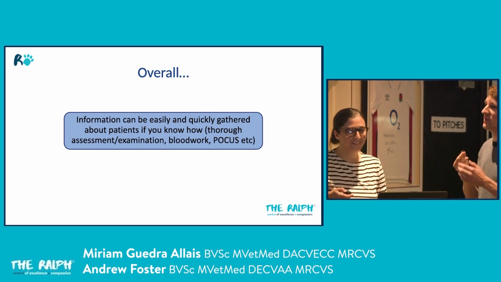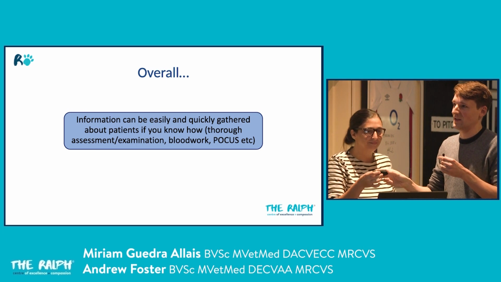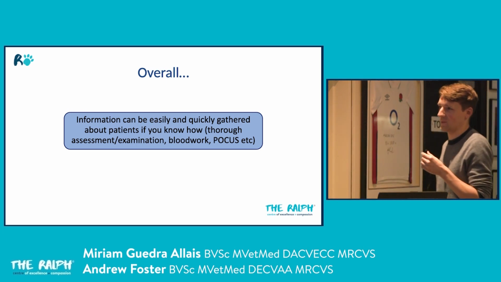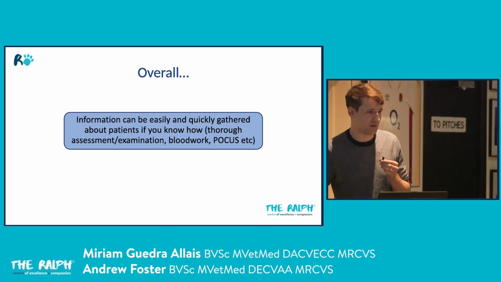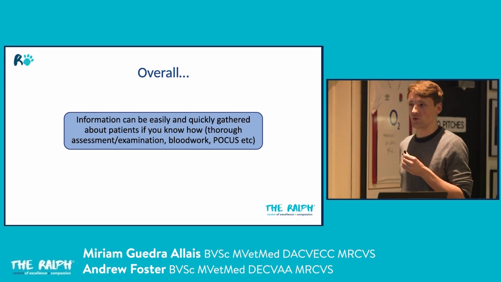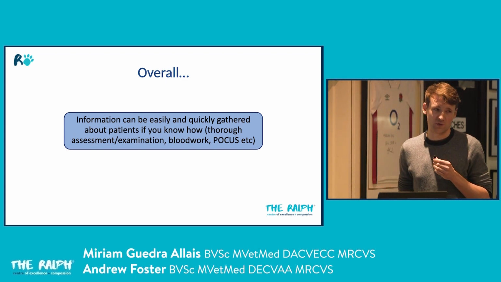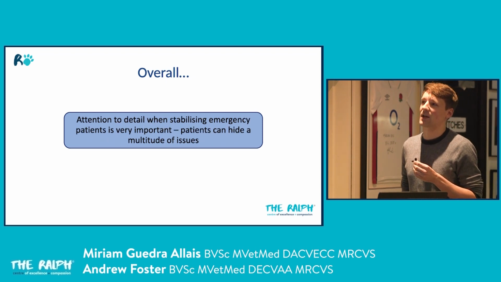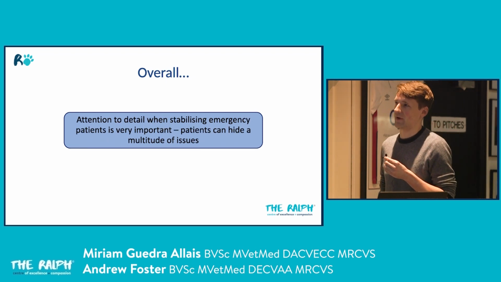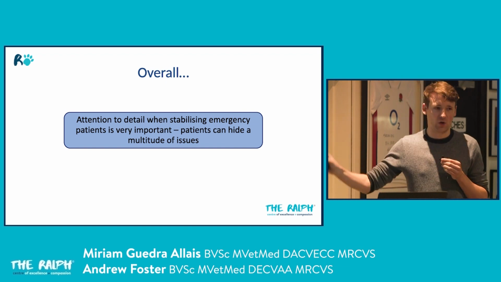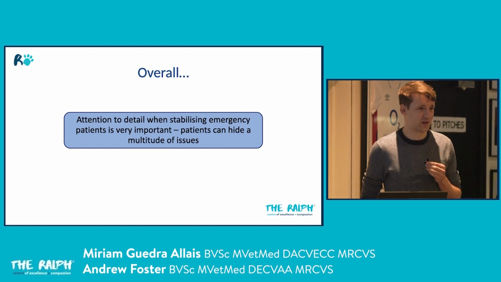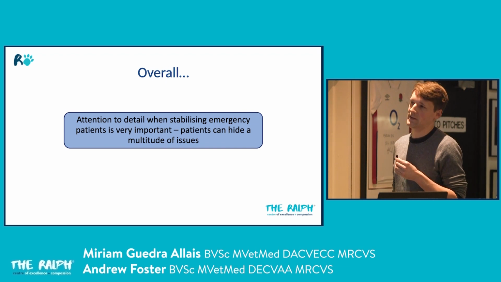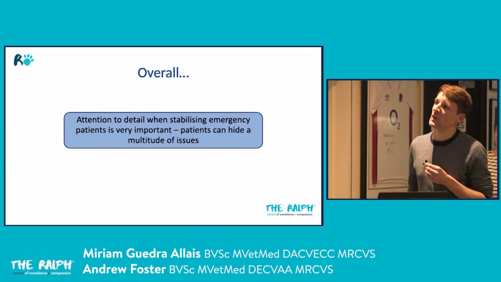Information is very easy and quick to gather if you know how. So thorough assessment, examination, blood work and POCUS, ultrasound, I think we'll all keep pushing that as a concept. Ultrasound can be really useful to find out more about your patient early on. Attention to detail when stabilising emergency patients is very important as well, because they can hide a lot of issues, especially our polytrauma patients. They can be a lot more complicated than we expect on first assessment.